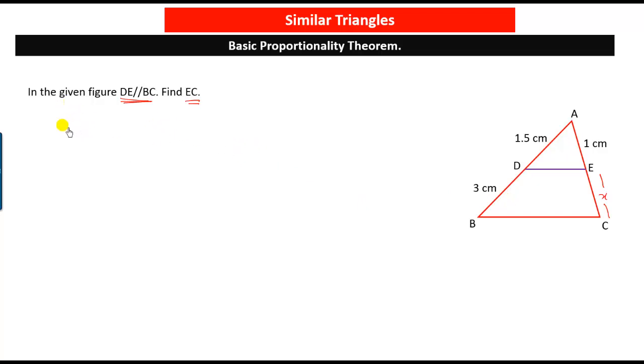So here the given dimensions are AD, which is equal to 1.5 centimeter, then DB, which is equal to 3 centimeter, and AE is equal to 1 centimeter, and we have to find EC.